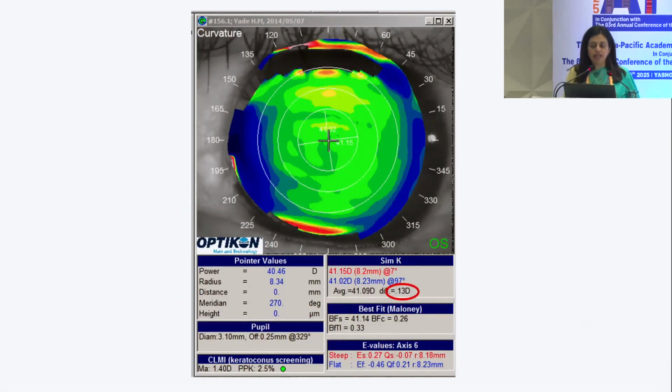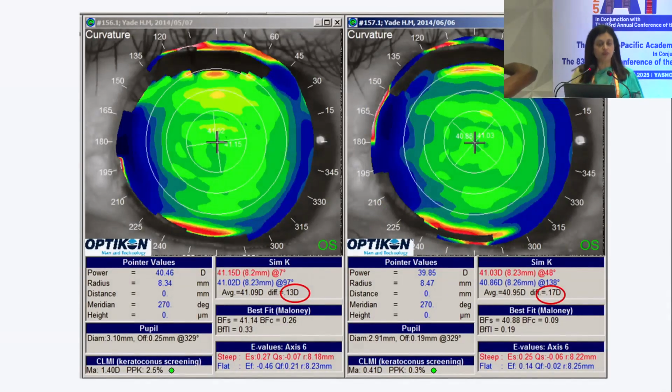So here I'll take you through examples. We see in the first photograph the corneal topography pre-operatively of a cataract patient, 0.13 diopter. The patient underwent the scleral modulation surgery, and 3 weeks post-surgery the corneal topography shows 0.17 diopter. So there is no surgically induced astigmatism.